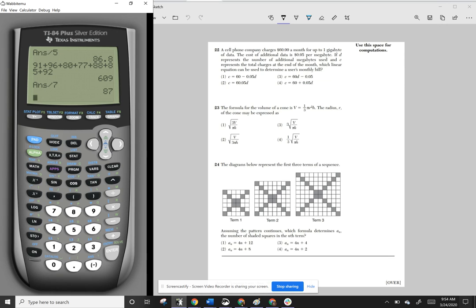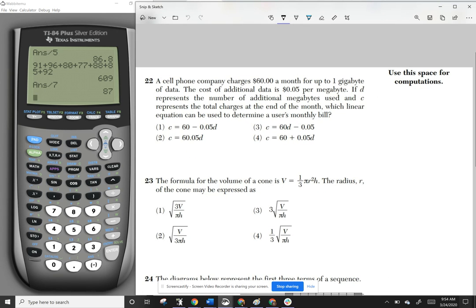All right, 3 more. Question 22. The cell phone company charges $60 a month for up to 1 gigabyte of data. The cost of additional data is 5 cents per megabyte. If D represents the number of additional megabytes used, and C represents the total charges at the end of the month, which linear equation can be used to determine a user's monthly bill?